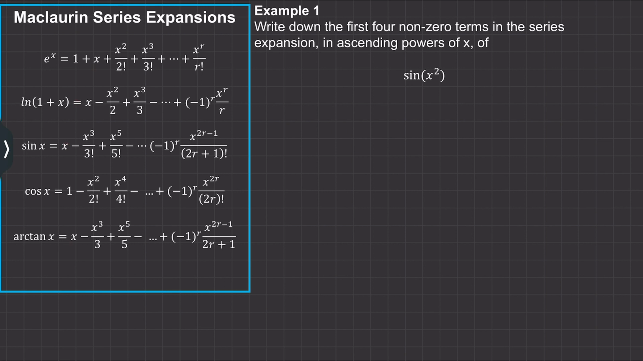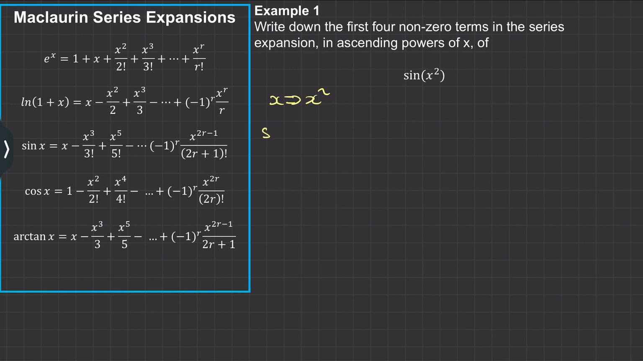Okay, so we've been asked to write down the first four non-zero terms in the series expansion of sine of x squared in ascending powers of x. So you can see that we're going to use the sine x expansion. But to do this, we need to let x map on to x squared. So all we're going to do is substitute x squared in place of x for each of these.